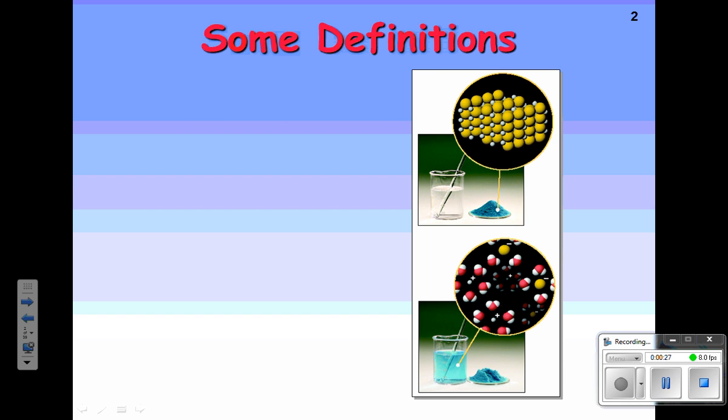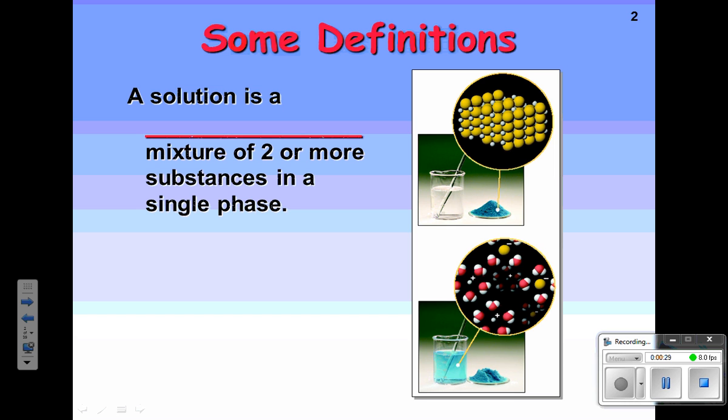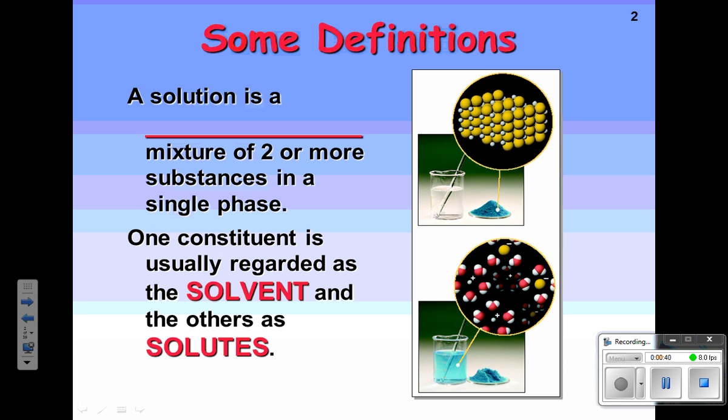Some definitions that we need to know. A solution is a mixture of two or more substances in a single phase. So they're in the same phase. One constituent is usually regarded as a solvent and the other one as a solute. The solvent dissolves the solute. So if I make salt water, the salt is the solute and the water is the solvent.